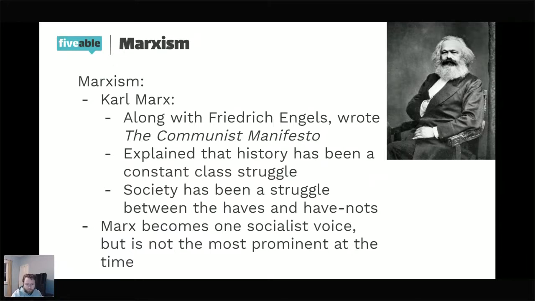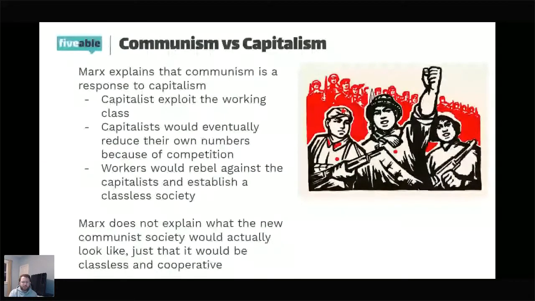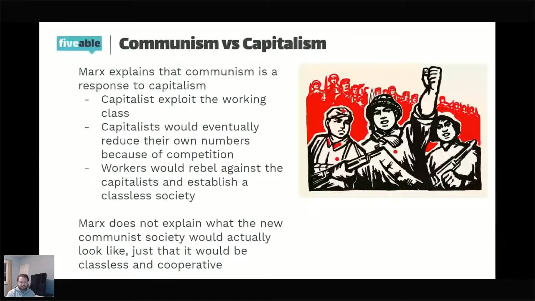Now, Marx will go on to explain that communism is a response to capitalism. Capitalists exploit the working class, and they take advantage of the proletariat. And because capitalism inherently relies upon competition between capitalists, they would kill themselves off. The number of capitalists would reduce because of competition, while the number of workers would inevitably rise. And when this happens, eventually the workers will drastically outnumber the capitalists, and they will rebel against the capitalists to establish a classless society.